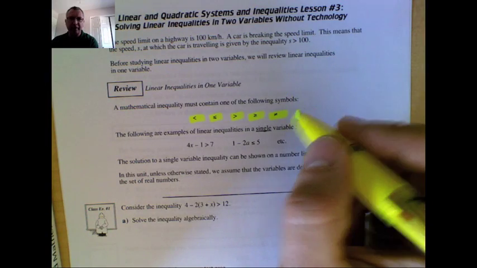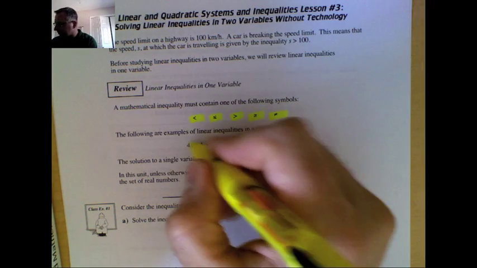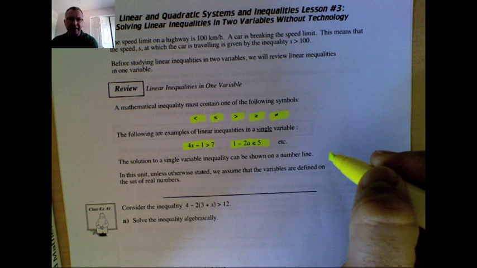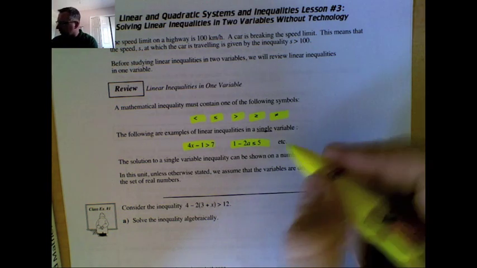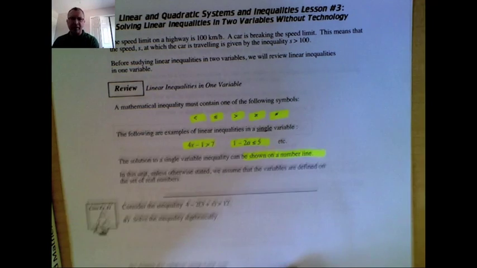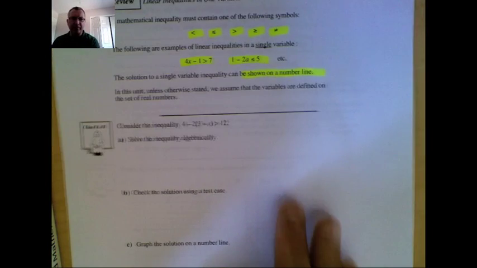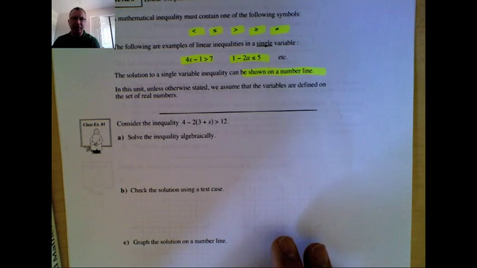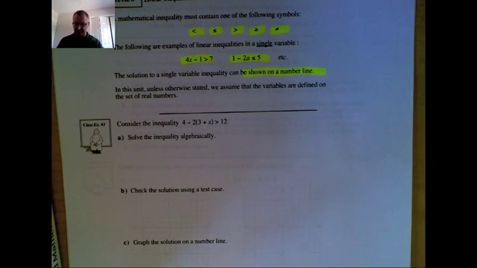Those are symbols we use in inequalities. If you have an inequality in a single variable, something like this where there's just an x or there's just an a, then the solution is going to go on a number line. So we're going to look at reviewing how we graph an inequality on a number line before we move to an actual grid and a region of solutions.